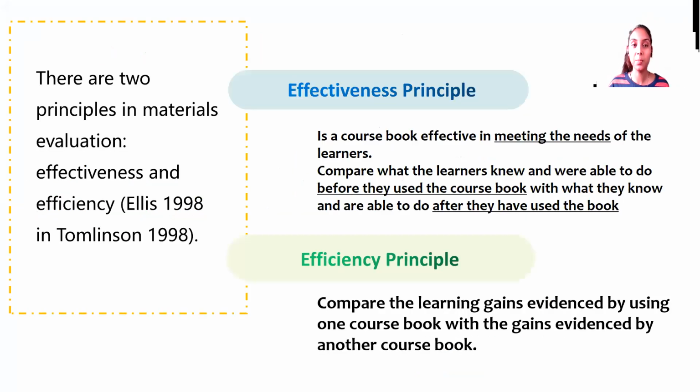There are 2 principles in material evaluation. The first is the effectiveness principle and the second is the efficiency principle. Basically, in the effectiveness principle, the student is compared on what they knew before using this particular material and how much they have gained after using the particular course book or the material that the teacher has given. So it's a comparison between before and after. That is the effectiveness principle.